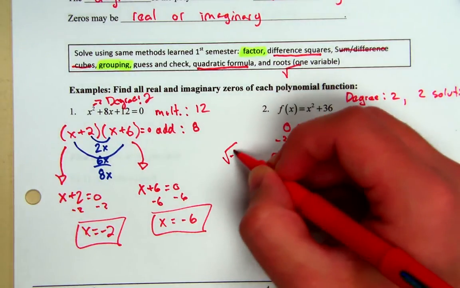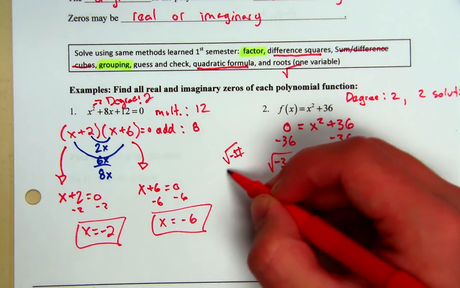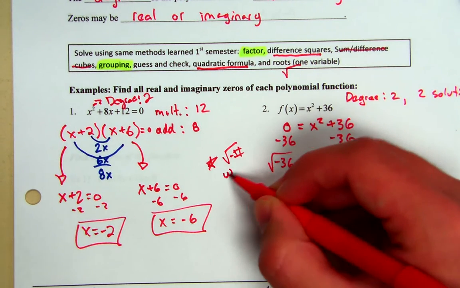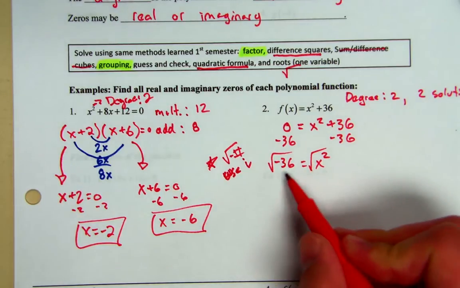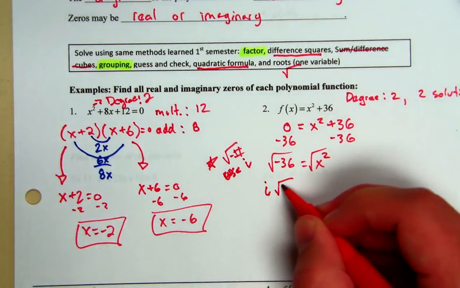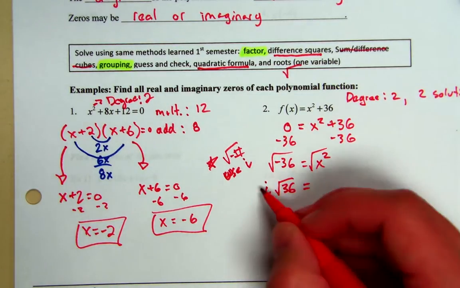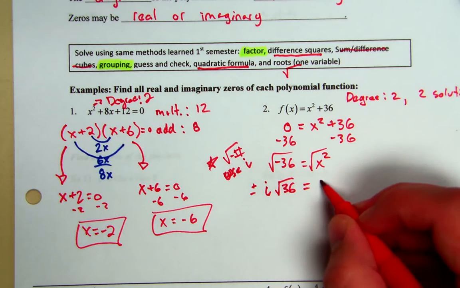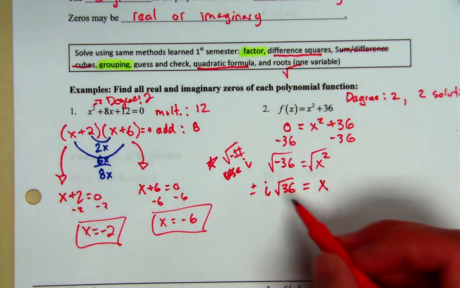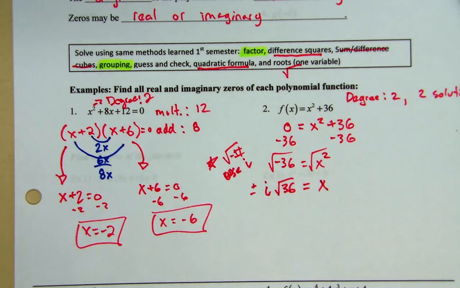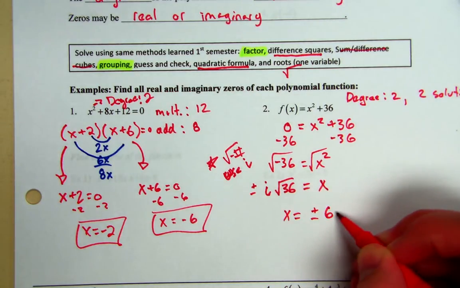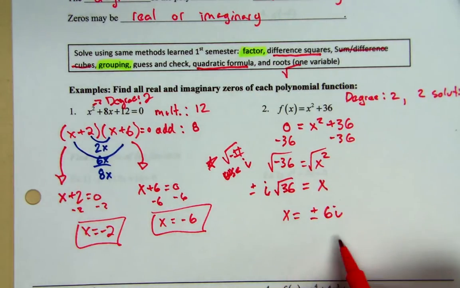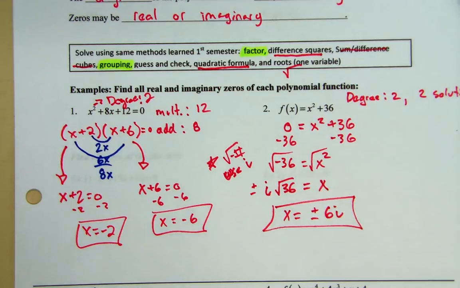So square root of a negative number, use i. So we're going to take i out of this, so it becomes i square root 36 equals, plus or minus, don't forget that, x. Well, what is the square root of 36? It's 6. So we get x equals plus or minus 6i. And we have two solutions there. So we're done. We found all the solutions.